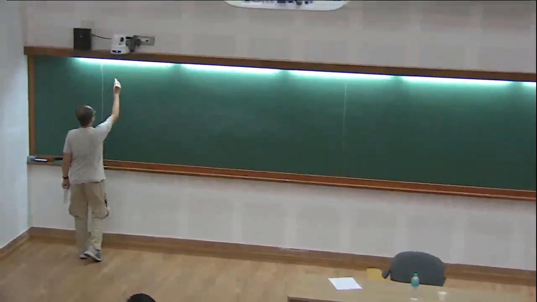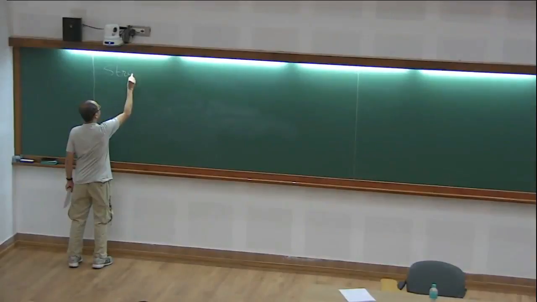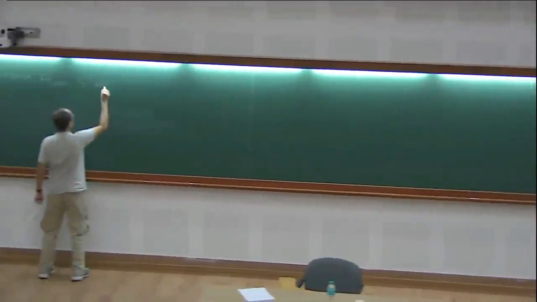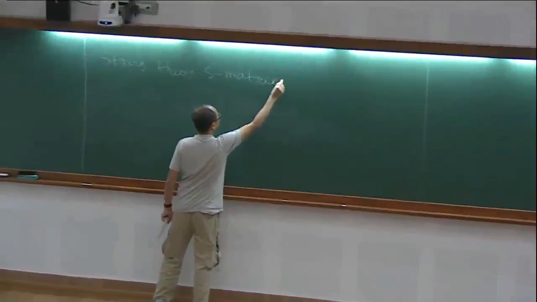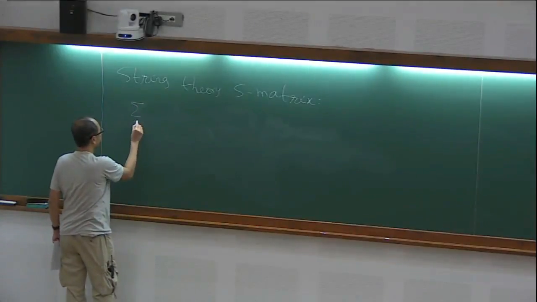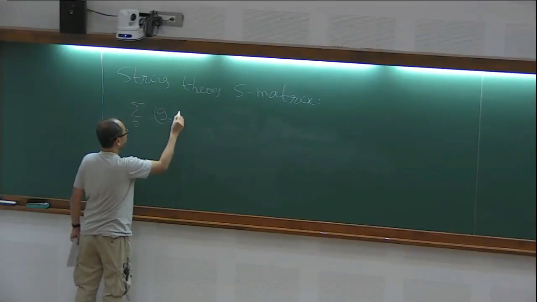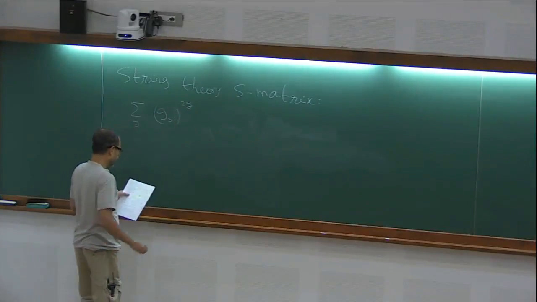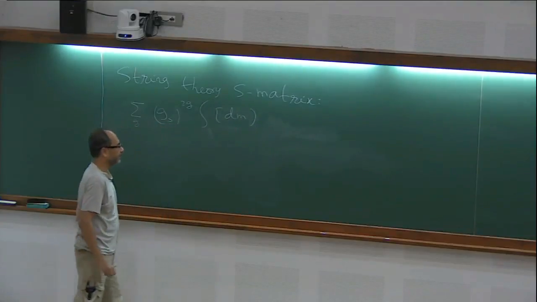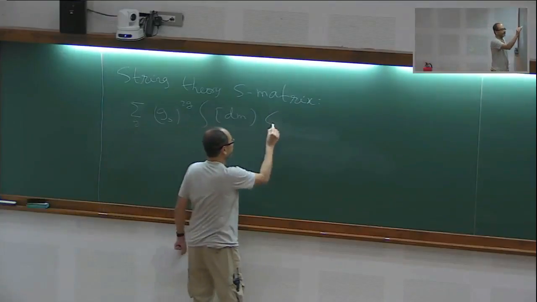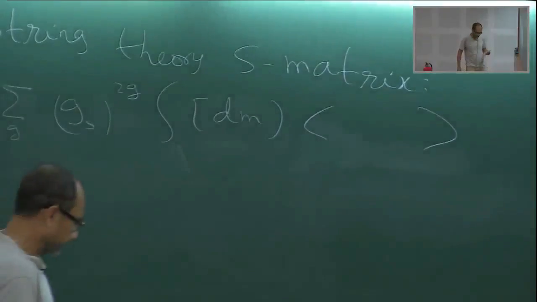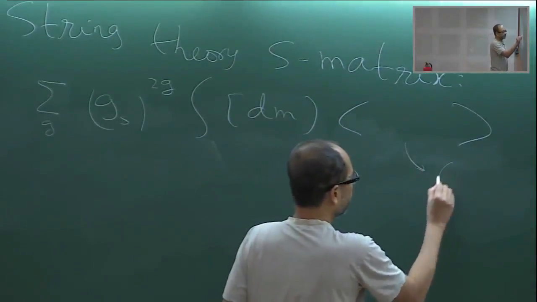For this, let's start by writing down the expression for the string theory S matrix that we are familiar with. It's normally written as an integral. First of all, there is a sum over genus weighted by the string coupling to the power 2g. And then it's written as an integral over the moduli space of Riemann surfaces, which I denote by dm, and some integrand, which I'll not write down now because we will develop this systematically as we go along. So this is a correlation function of vertex operators.